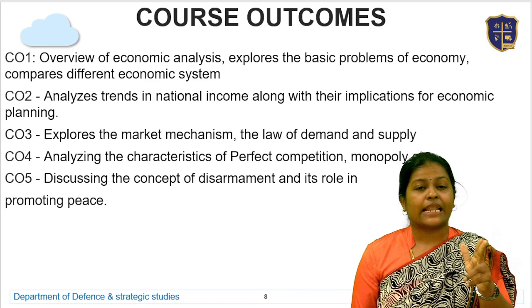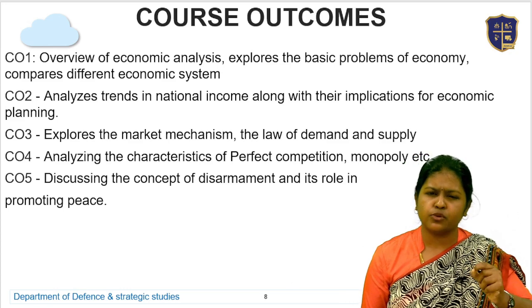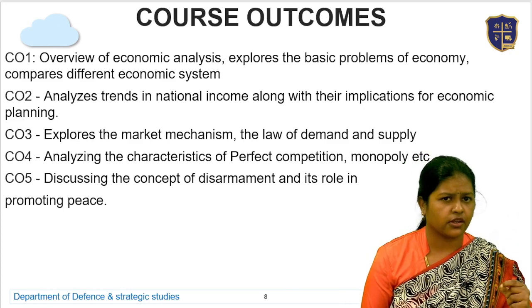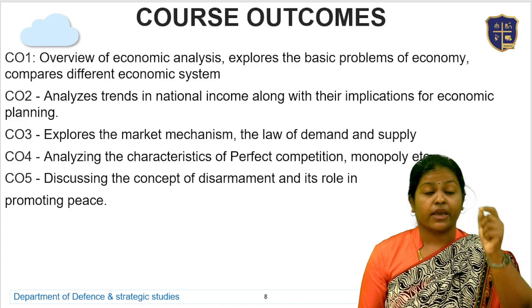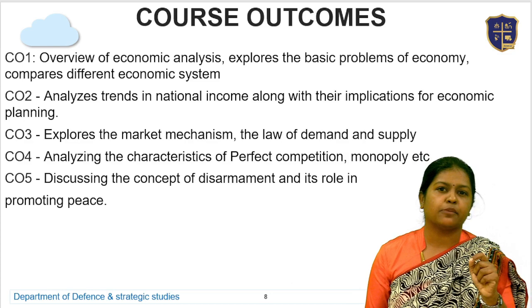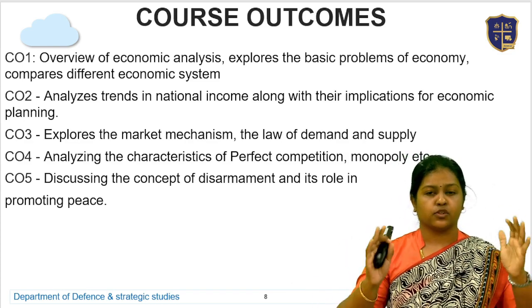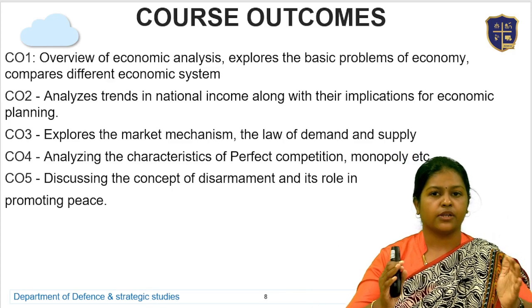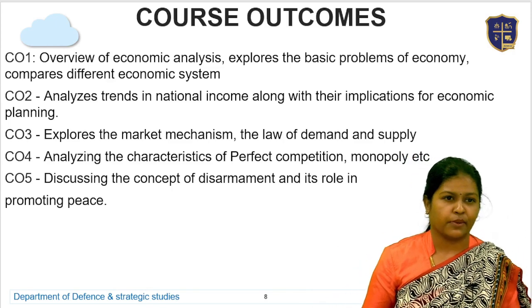And the next one is to analyze trends in national income along with the implications for economic planning. If you need to plan, you must know how much income we receive. So the second unit talks about national income, by which you will know how to analyze it. And the next one, explore the market mechanism. Market mechanism mainly deals with demand and supply, and that is one of the most important outcomes, because there is no market without demand and supply.